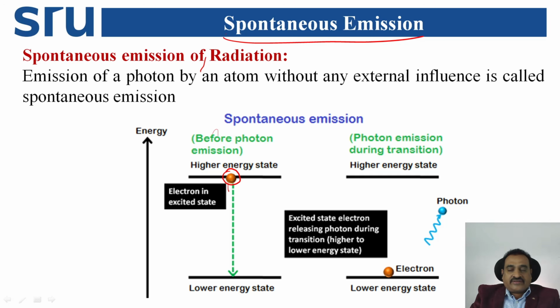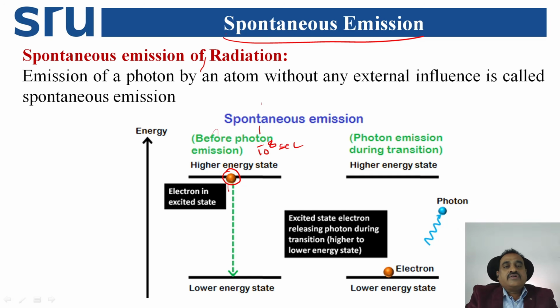So try to understand here, in absorption the excited state atom cannot stay a long time in the excited state. It can stay up to 10 to the power minus 8 seconds. This 10 to the power minus 8 seconds is called the lifetime of the atom. After 10 to the power minus 8 seconds, the atom returns to the ground state by itself. That phenomenon is known as spontaneous emission of radiation.